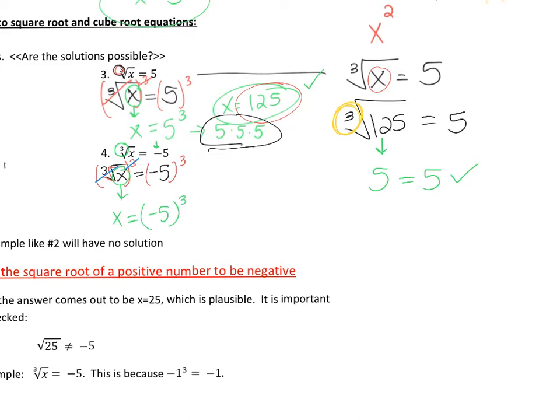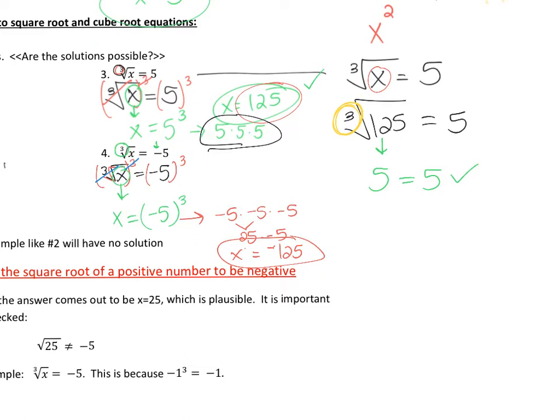Now this is a little different, okay? So important to pay attention here. This is negative 5 times negative 5 times negative 5. We know that negative 5 times negative 5 is positive 25, but you can't forget that you have to multiply again by another negative 5. And 25 times negative 5 equals negative 125. So my x here equals negative 125.